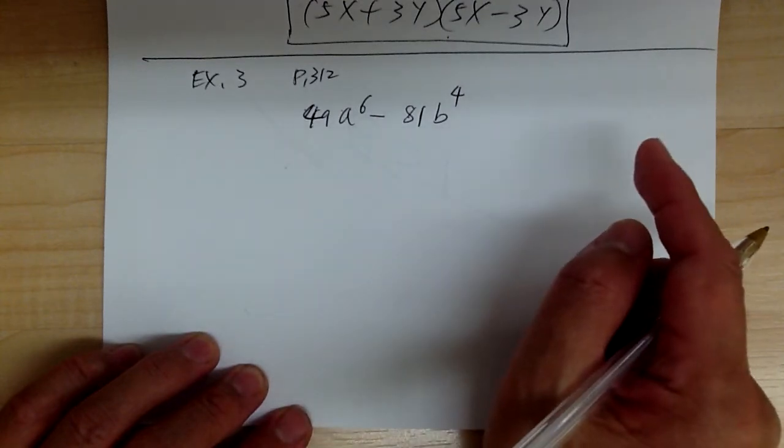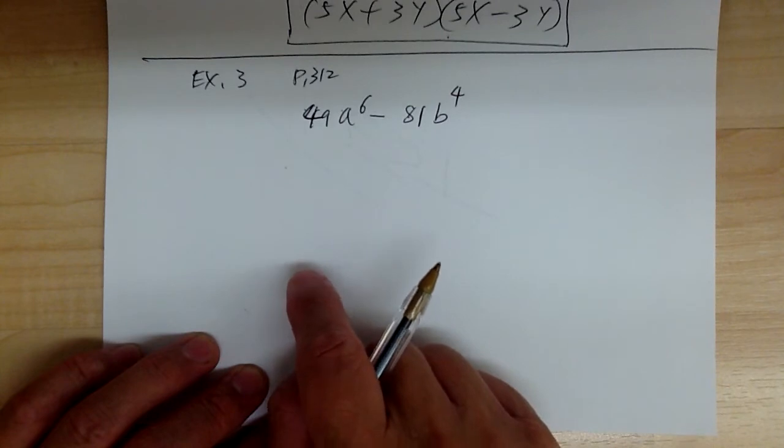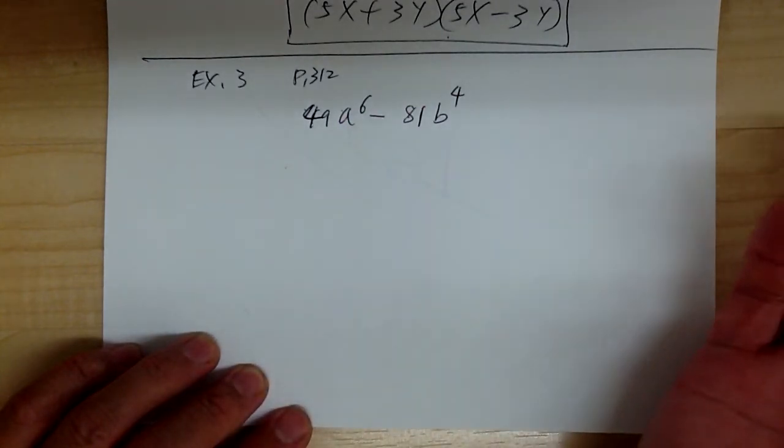So you go down the alphabet. Okay, you cannot factor the a because there's no a over here. You cannot factor the b because there's no b over here. So step 1 cannot. So you go to step 2.